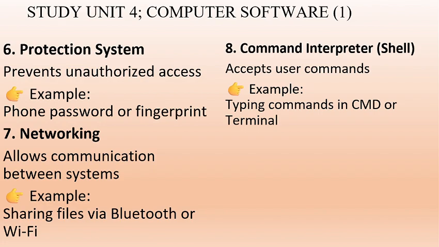Then number 7, networking. Computer systems now all have the ability to network. So it allows communication between systems. Operating system allows communication between systems. Example, you are sharing files via Bluetooth or via Wi-Fi, or you are using Sender, or Flash Share, or Nearby, or you are sending it through WhatsApp. So networking is part of the component of operating system. You are able to share your files.